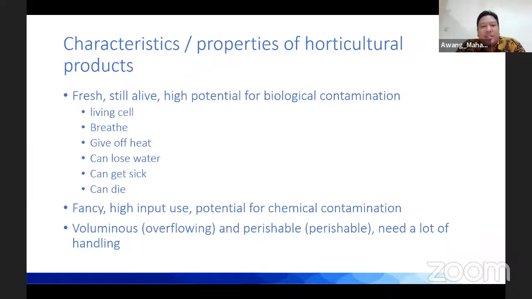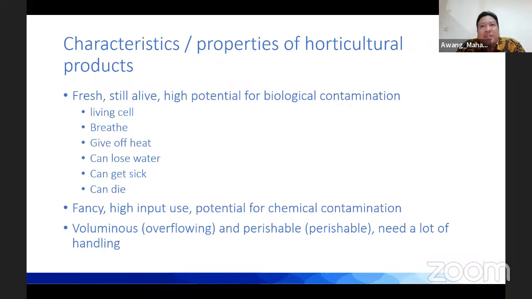So the challenge here for horticulture: the horticulture characteristic is mostly defined by its freshness, because it's still alive, and it has high potential for biological contamination. So it should be controlled very well.